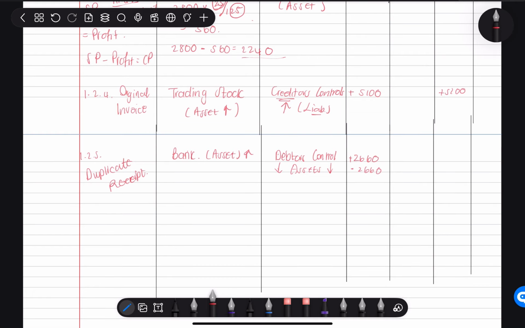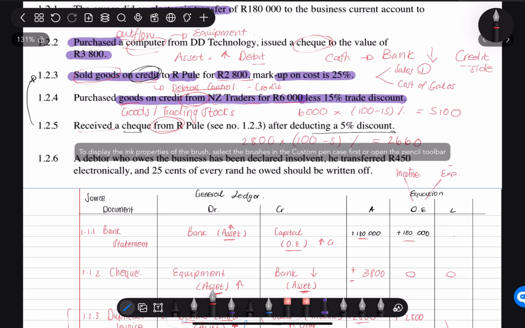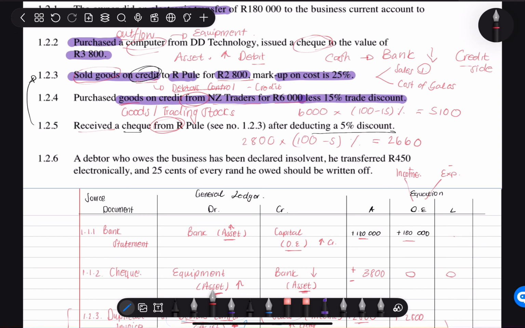Okay. Then we've got our discount amount. So we've got the discount of, what's the difference between 6,000 and 5,100? We've got a discount of 900 Rand. Is it 900 Rand? Am I getting confused? It's not 900 Rand. I'm looking at the incorrect amount. Okay, so the difference between 2,800 less 2,660 should give us 140.